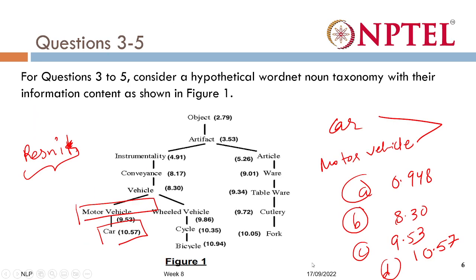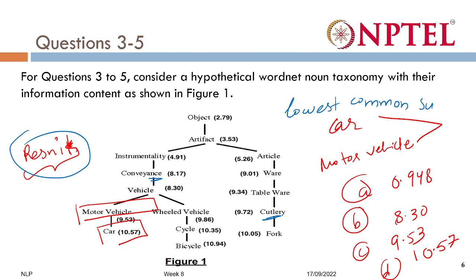So let's say, I'll just give you an example, then we will discuss the question at hand. Let's say I was to find the Resnick similarity between cutlery and conveyance. So I will go to the most common place at which they both come under. What is the most common class? What is their lowest common subsumer that can contain both of them?